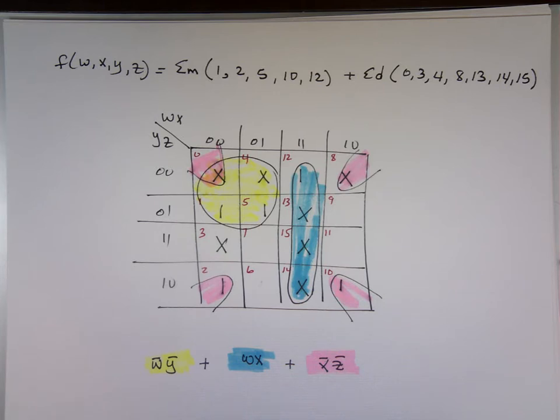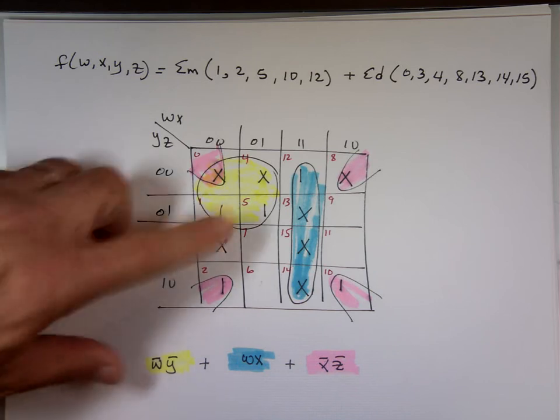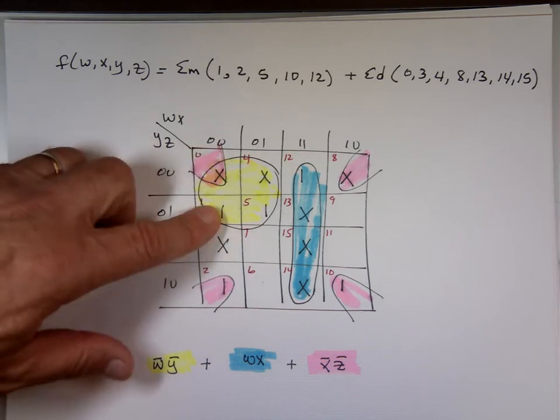So I think you get to see the point for don't care. If they help me to simplify the expression, I make them a 1. If they don't, I'll make them a 0. And it doesn't matter if it's a 4 variable K-map, 5, 6, 3, it doesn't change anything.